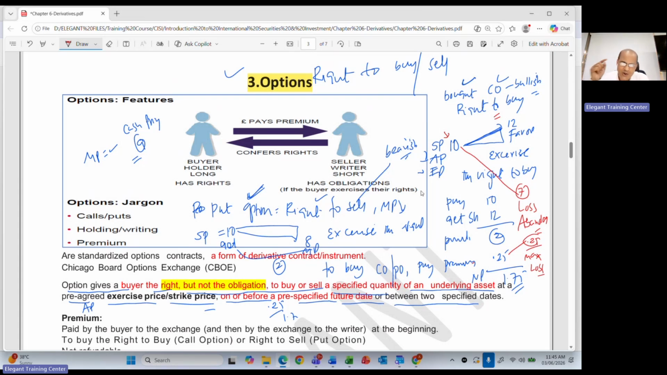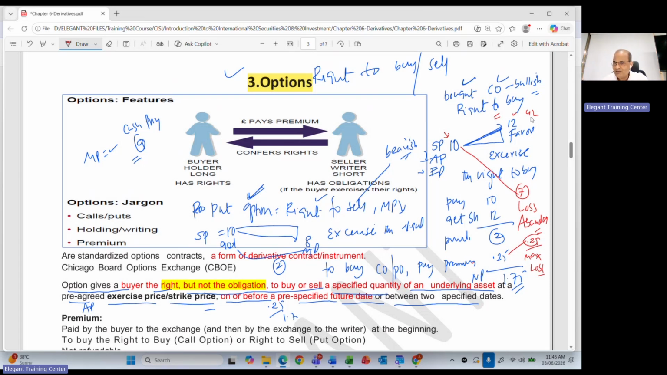So for the call option holder, for the right to buy, the profit is unlimited, right? Let's say the market price became 8, 12, it can be 42 also. So you get unlimited profit. But on the downside, the loss is limited.